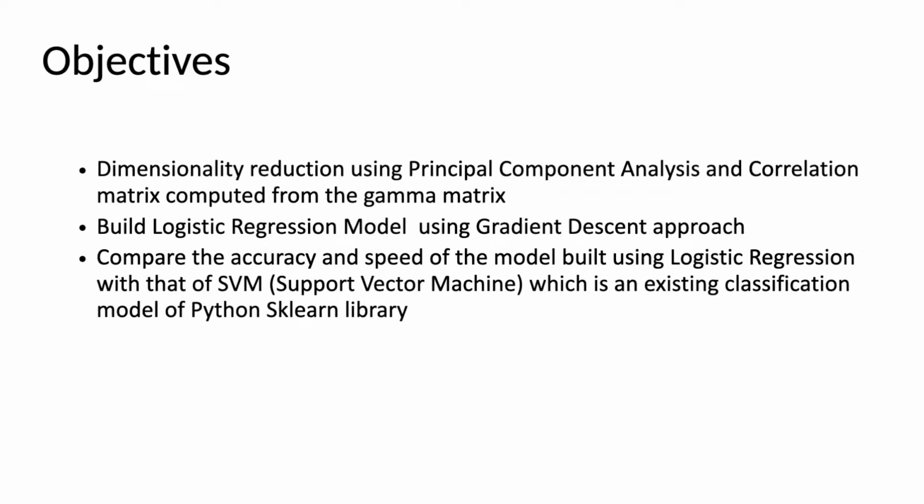The main objectives of this project are dimensionality reduction using principal component analysis and a correlation matrix computed from the gamma matrix, to build a logistic regression model using the gradient descent approach, and also to compare the accuracy and speed of the model built using logistic regression with that of SVM, which is an existing classification model of the Python sklearn library.